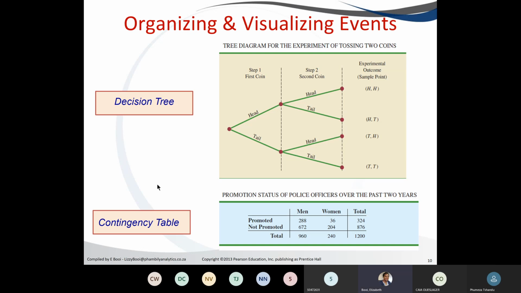The other method of visualizing the probability or the events, you can use a contingency table. And I like using the contingency table because it makes it easy for you to see where your simple events and your joint events are. And we will talk about them just now.